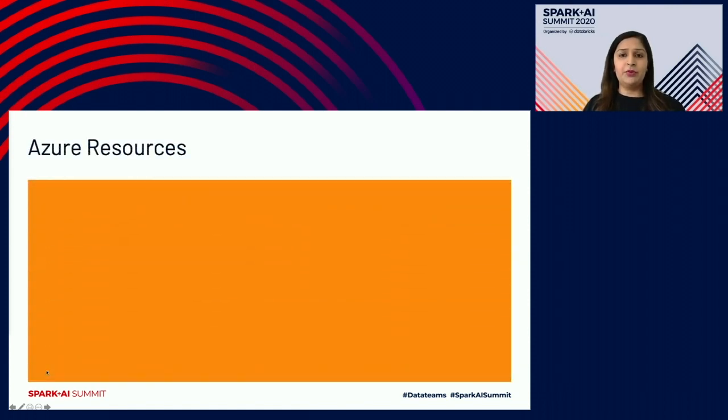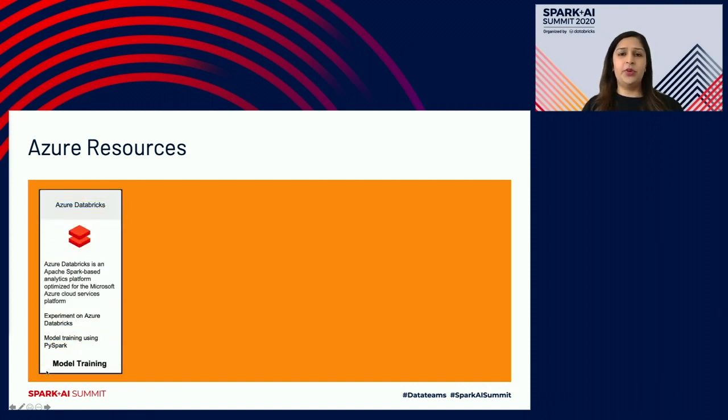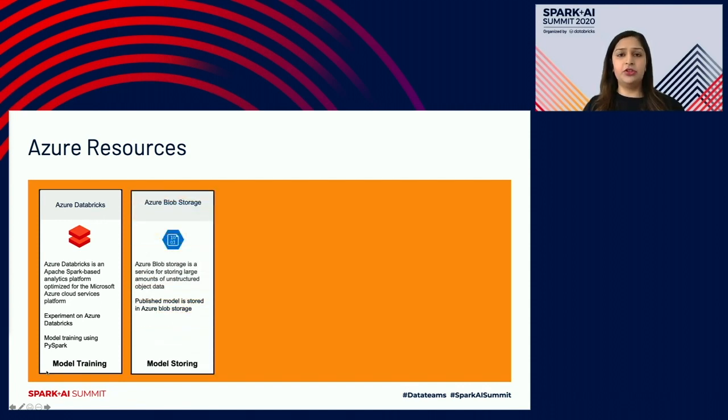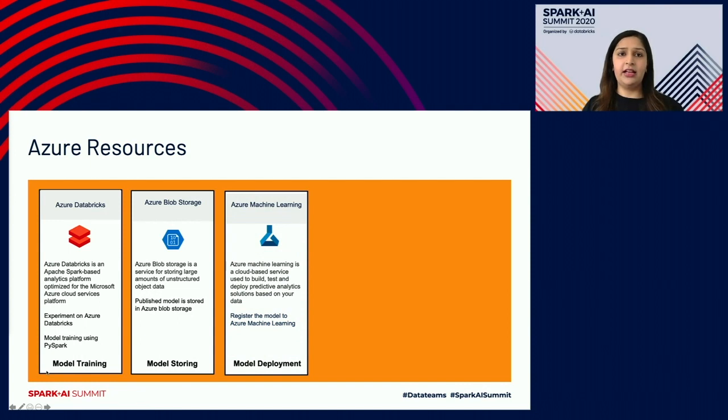Before we move on to our main agenda, I just want to give a quick overview of all the Azure resources that we are using and why. Azure Databricks. In Azure Databricks, we are using Jupyter Notebook to run the PySpark code and attaching a cluster to do the required processing to train the model. Azure Blob Storage. Once the model is trained, we are storing the model in Azure Blob Storage. You can even use Azure Data Lake.